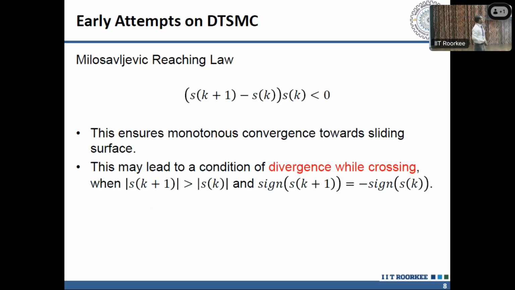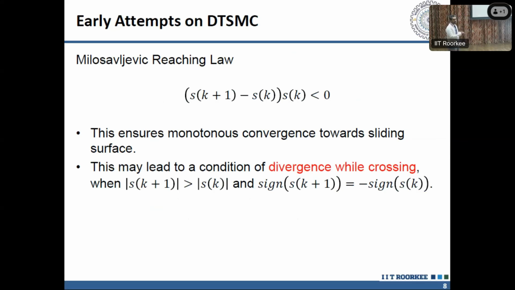But even if you keep s dot s less than 0, at least you can guarantee asymptotic convergence to s equal to 0. Here you see simply that s dot is discretized and you have sk plus 1 minus sk times sk less than 0. Now you see the remarkable thing: s dot s less than 0 guarantees asymptotic convergence, but simply discretizing it does not guarantee that, because it can lead to a condition of divergence while crossing. So you can still have the mod of sk plus 1 greater than sk when the sign changes, and still this inequality will hold.